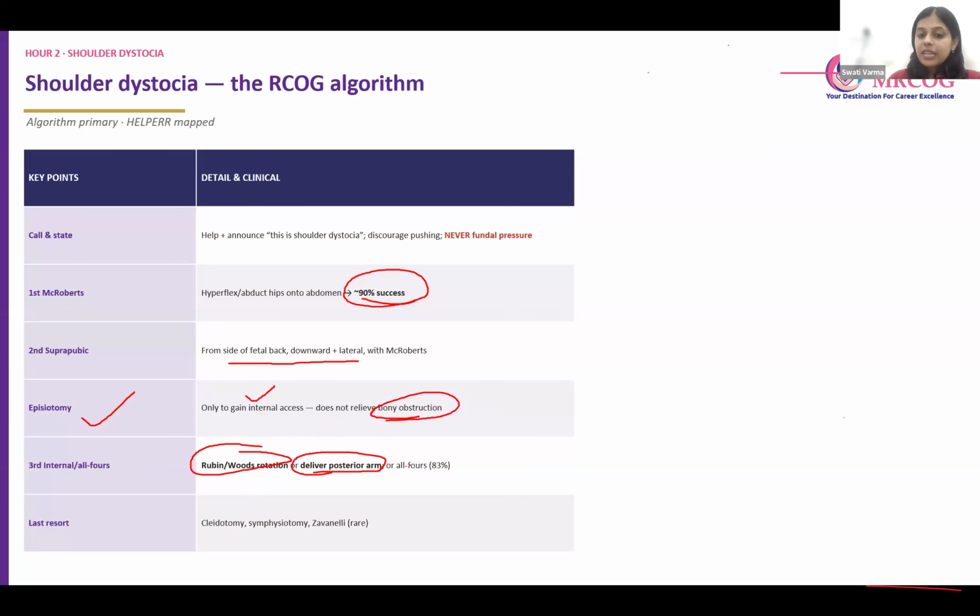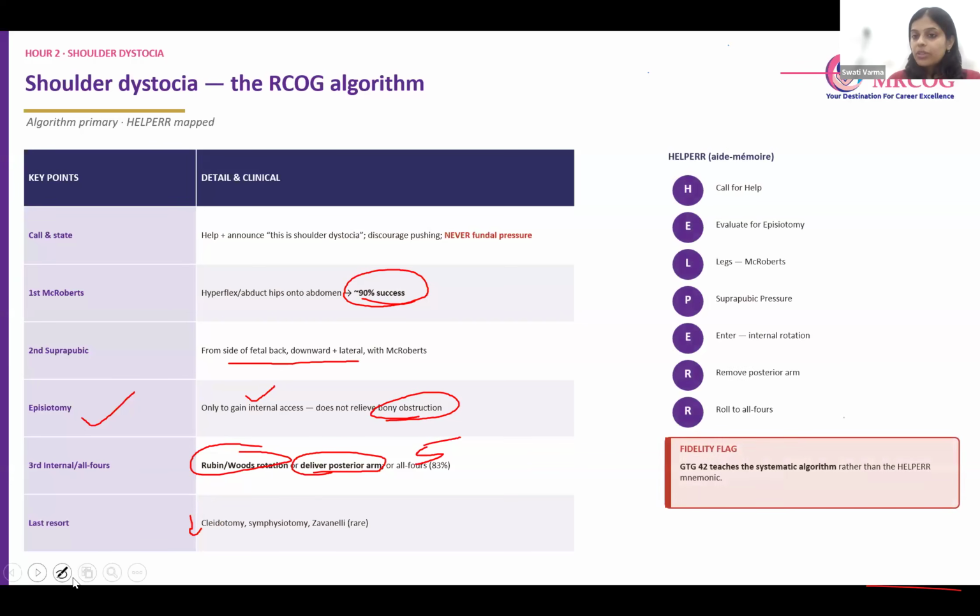And then if again unsuccessful, then go for all fours position or Gaskin's maneuver. Then again repeat all these. And last resort is cleidotomy, symphysiotomy, Zavanelli, which is rarely performed. In Zavanelli, put the head back and go for a cesarean section. So this is the sequence in which you have to carry out all the maneuvers.